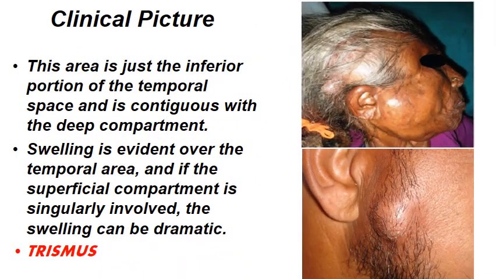The space which is first involved after infection of the maxillary third molar is the inferior portion of the temporal space, and it is contiguous with the deep compartment of it. When the temporal space is involved, there is evident swelling over the temporal area, and if the superficial compartment is singularly involved, the swelling can be dramatic. On the right hand side, we can see the upper figure showing a large swelling over the temporal area, and the lower one showing a little bit more localized swelling over the temporal area.